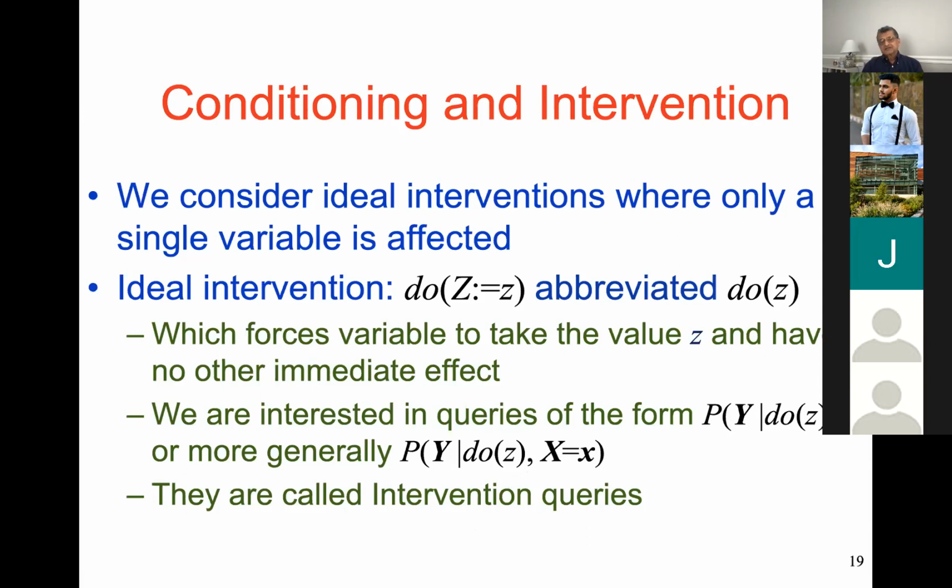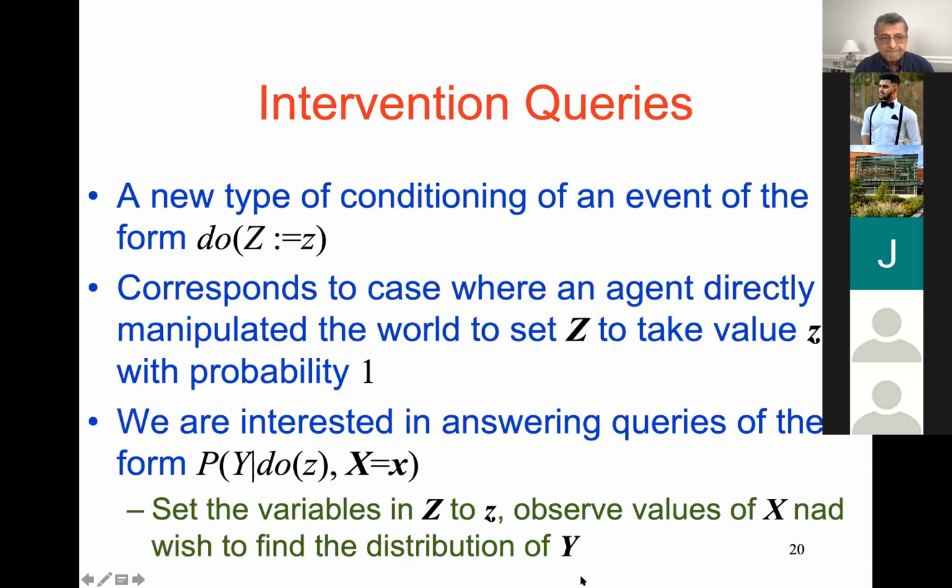That sounds pretty trivial in a sense. Look, you already have the CPDs, can't you just tell me the probability when you know the value of one? But it turns out that it's not so easy. Intervention queries. A new type of conditioning. An event of the form do z equal to z corresponds to a case where an agent directly manipulated the world to set a variable z to take a value with probability 1. So it's no longer that z has, like, 3 values or grade has 3 values, for example, but we force it to take on 1 with probability 1.